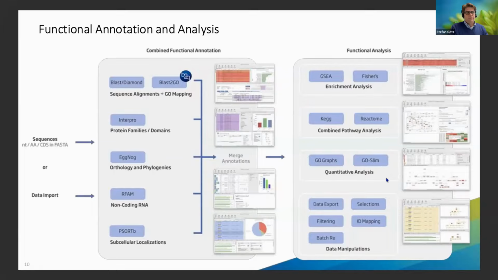And then we have our quantitative analysis, just looking at counts, looking at GO slims, looking at GO graphs, to see where my annotations are and how my annotations are distributed: bar charts, pie charts, graphs, those kinds of things for subsets of sequences, enriched sequences, overrepresented genes, those kinds of things. And all the data manipulation features like renaming, ID mapping, filtering, selections, and so on and so forth.